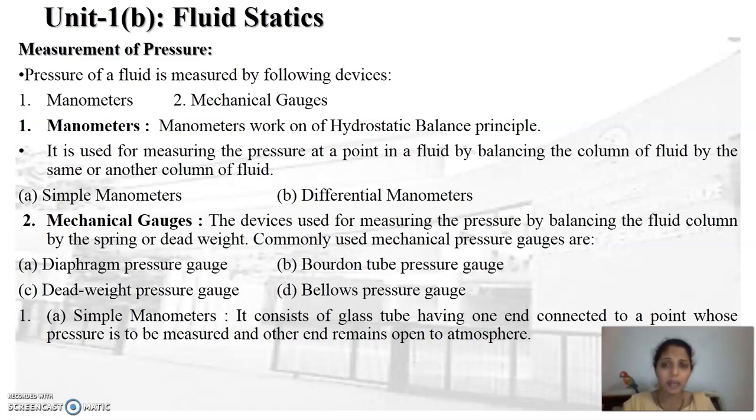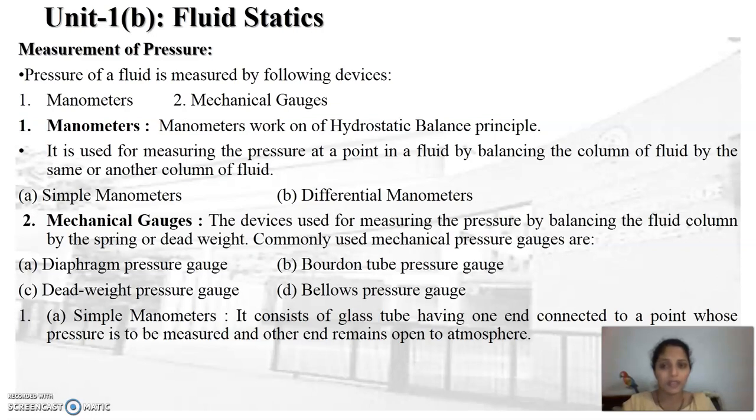Next are the mechanical gauges. Mechanical gauges measure the pressure by balancing the fluid column with a spring or a dead weight. The commonly used mechanical pressure gauges are the diaphragm pressure gauge, second the Bourdon tube pressure gauge, third the dead weight pressure gauge, and fourth the Bellows pressure gauge.